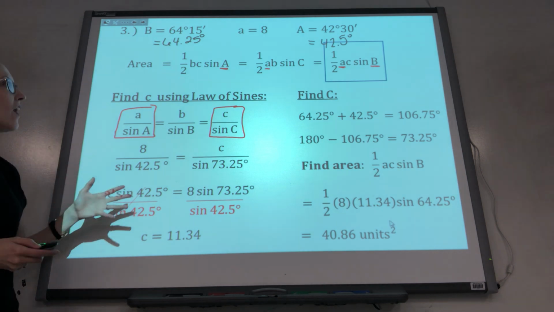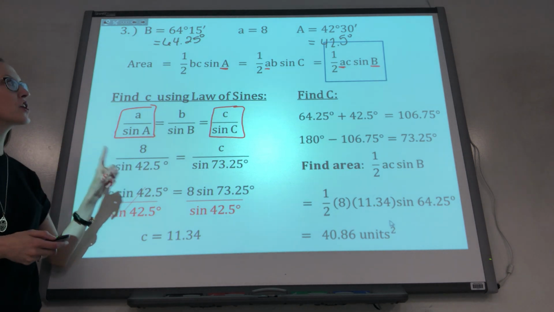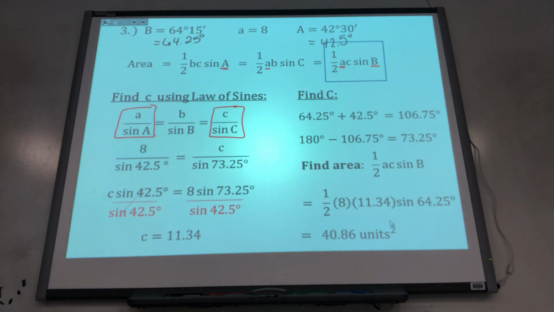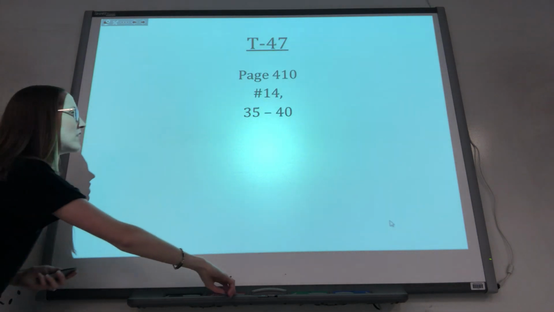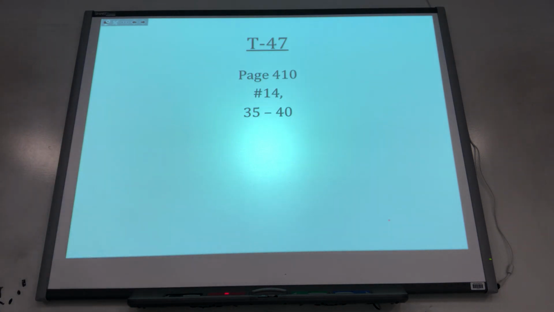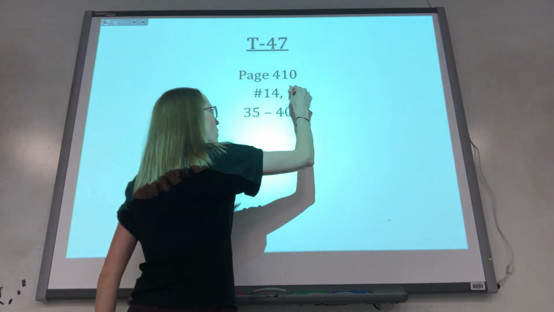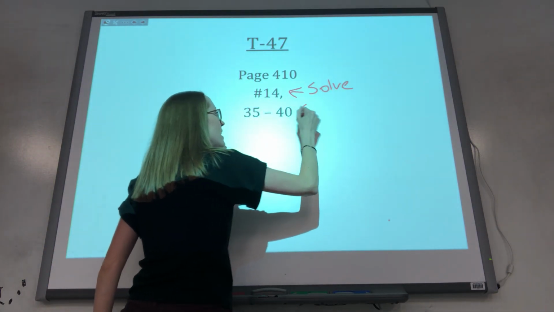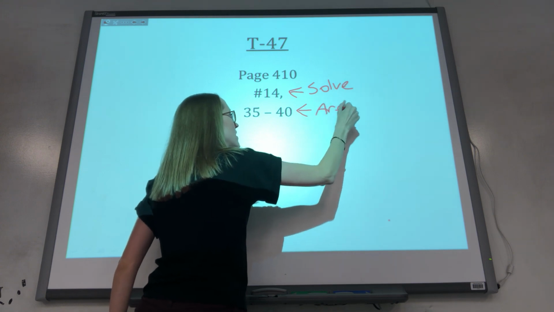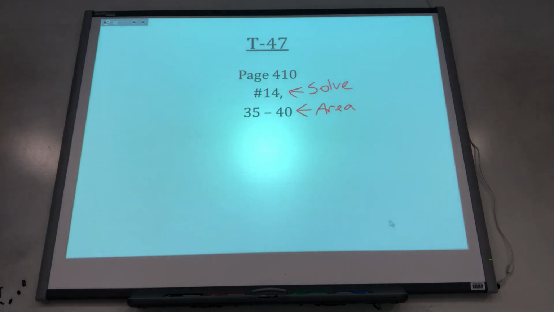All right. Well, I think most of the area problems in your homework are the nice ones where you can just basically plug in what you have and you're good to go. So this is T47 from page 410. The first problem up here, number 14, is the one that you're supposed to solve. So whatever they don't give you, find that, just like we were doing on part 1. And then 35 to 40 are the ones where you find the area.